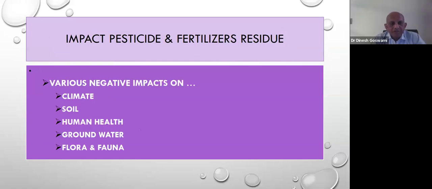The major impact of pesticide and fertilizer residues is mostly negative on climate, soil, human health, groundwater, and our microflora and fauna. These are the most affected areas due to pesticide and fertilizer residues.